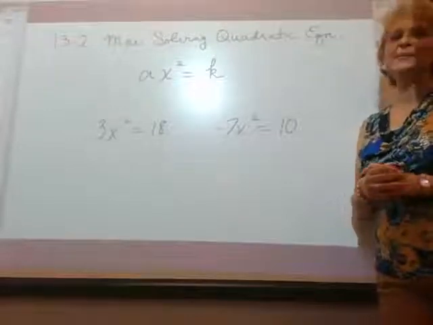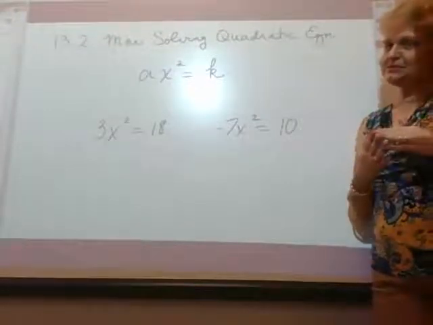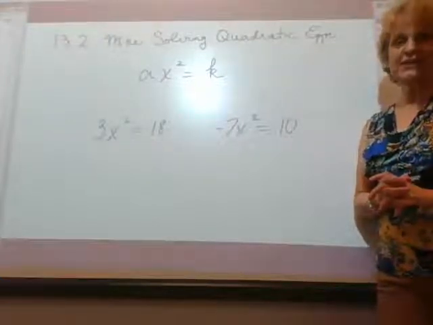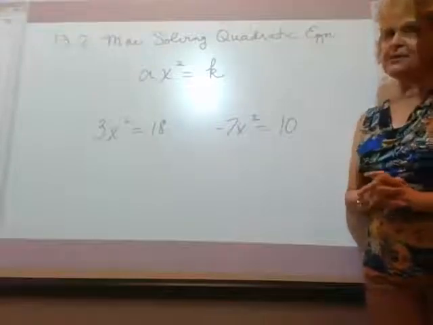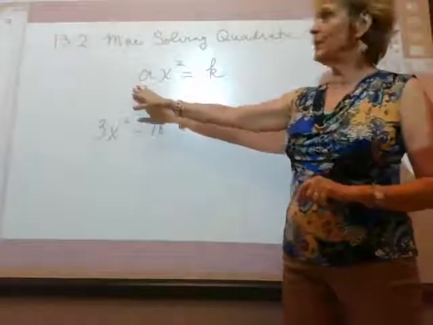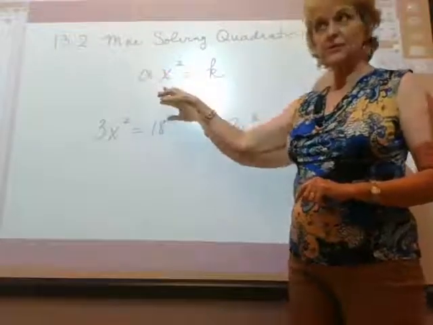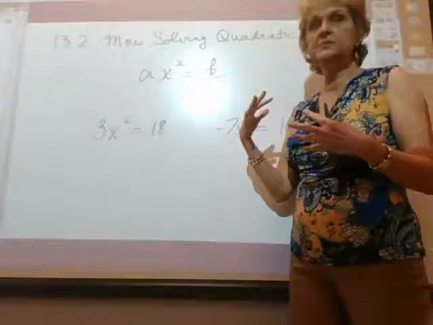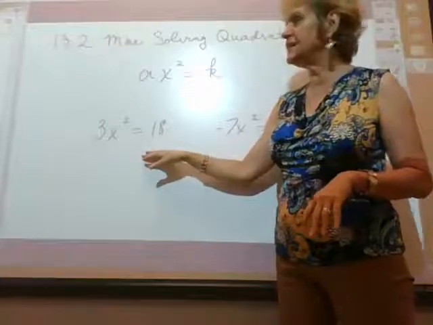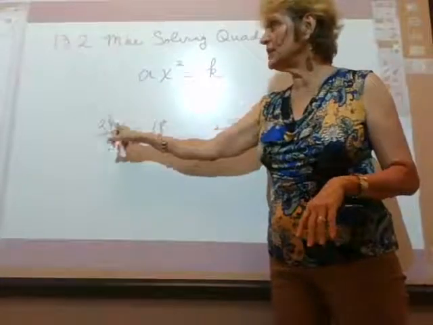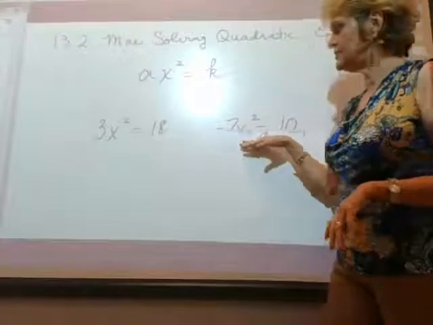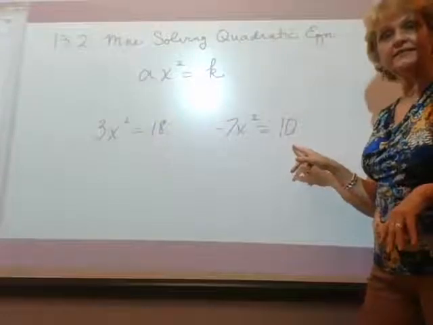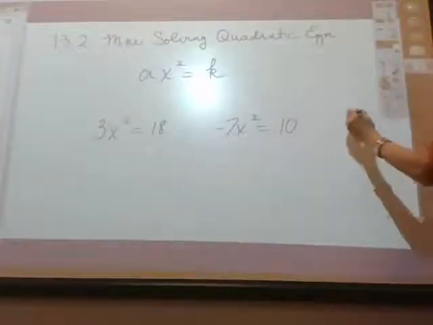Well, hello. Welcome back. Pressing on in Chapter 13 today, 13.2, a little bit more with solving quadratic equations. Now, these types will be in this form, where something is in front of x squared, and it equals a number. So this a and k are just random numbers. Here's an example: 3x squared is 18. In this case, the a is 3, the k is 18. Here's another one. In this case, the a is negative 7, the k is 10. All right, so they'll be in that form, and we're going to solve those.